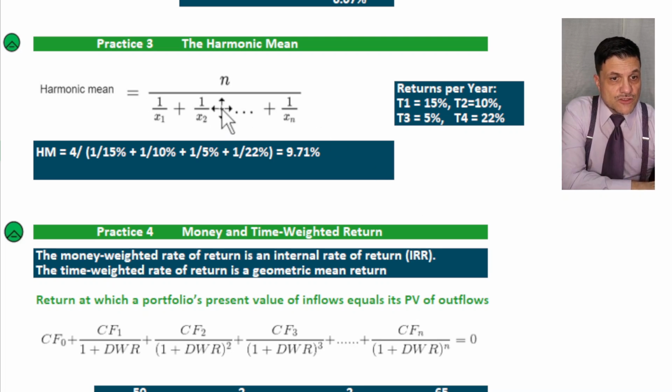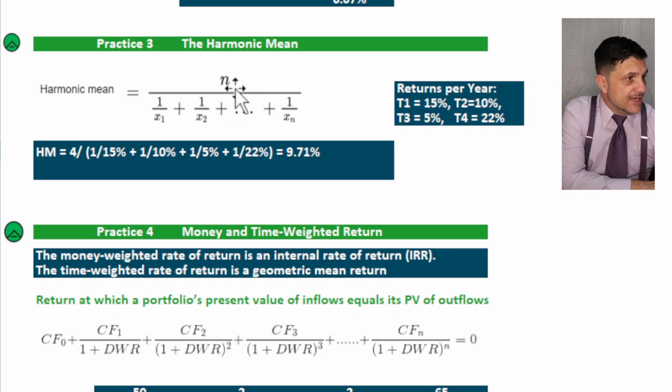All right, so how do you do the harmonic mean? Again, you get 4 returns here. I put all positives; could be the negative ones, doesn't make any difference. 15, 10, 5, and 22%. What do I do? How do I do the harmonic average in this scenario?